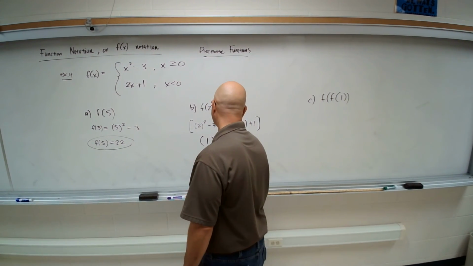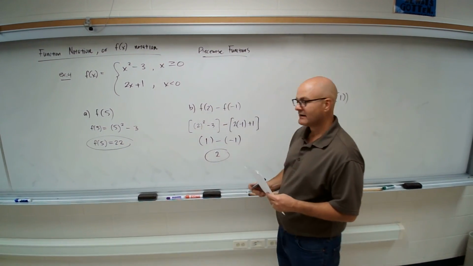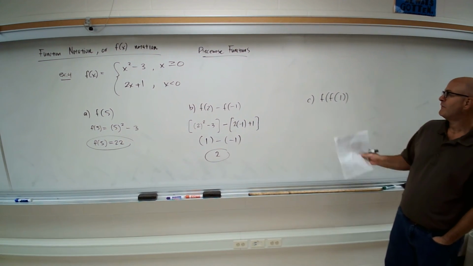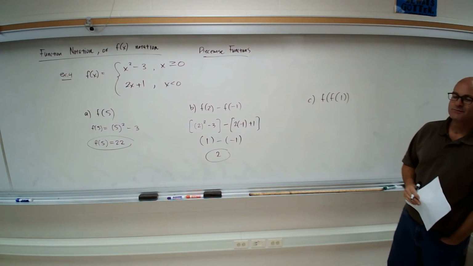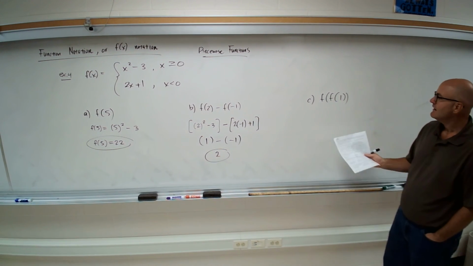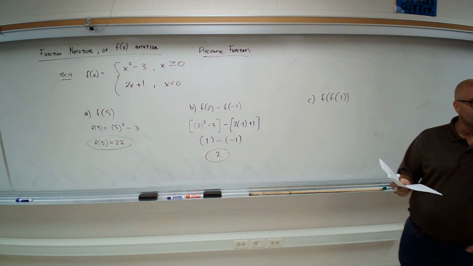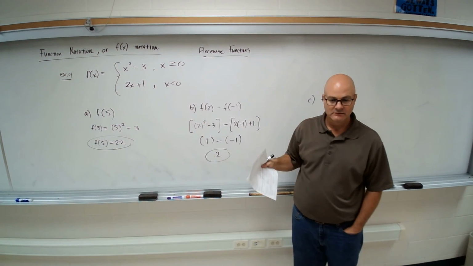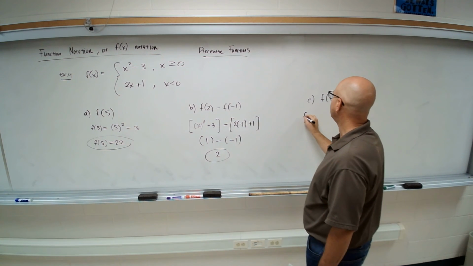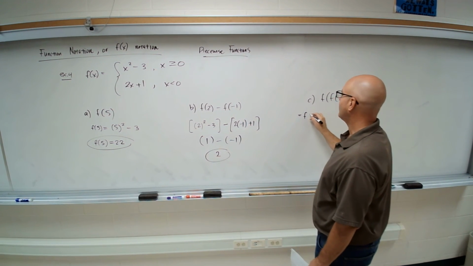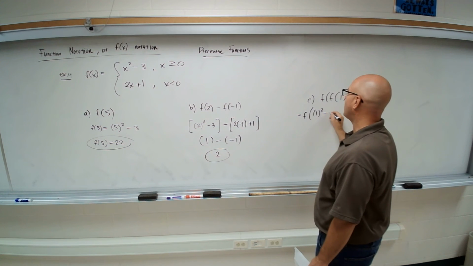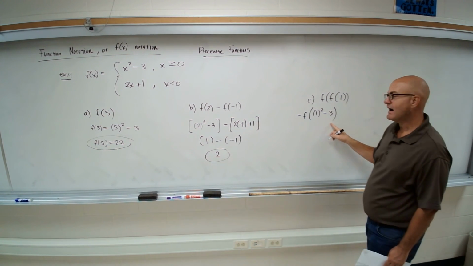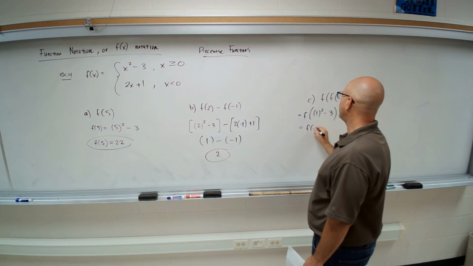So we get 1 plus 1, which is 2 for our answer there. Lastly, f of f of 1. This one's, we'll see, I like this one. So the first thing we do is f of 1, correct? To do f of 1, do we use the top or the bottom equation? Top. Okay, so we say f of, and then we get 1 squared minus 3 in this parenthesis. So 1 squared minus 3 is negative 2.